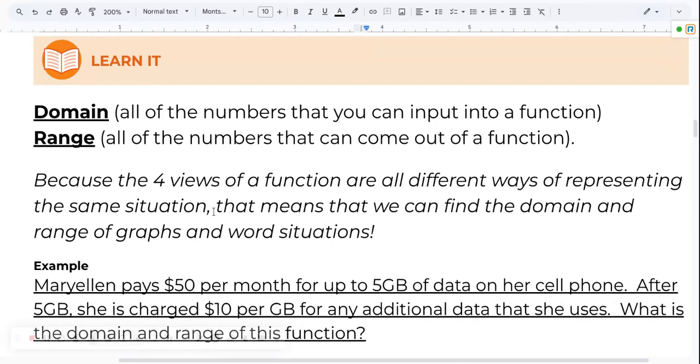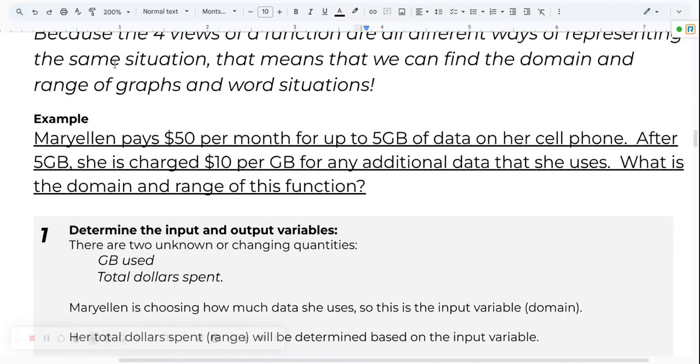Let's take a look at an example, and we'll also take a look at determining what makes sense to be part of the domain and what makes sense to be part of the range. Mary Ellen pays $50 per month, and she gets to use up to 5 gigabytes of data on her cell phone. After 5 gigabytes, she's charged $10 per gigabyte for any additional data that she uses. What is the domain and range of this function?